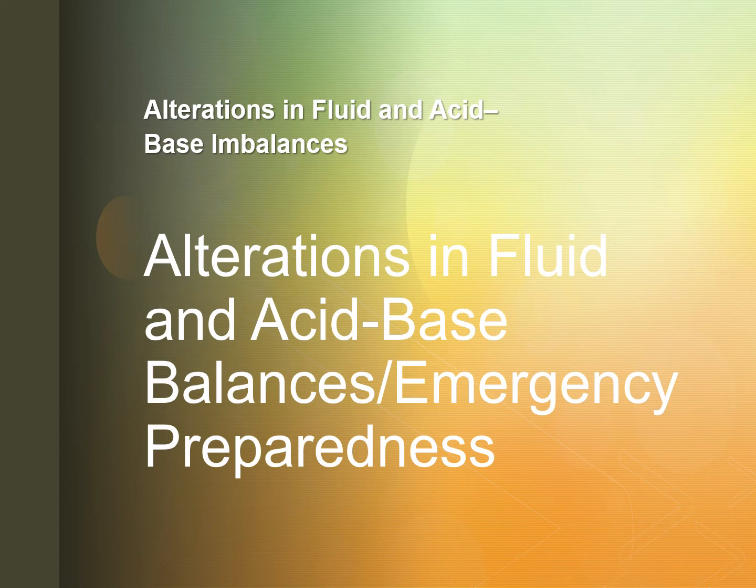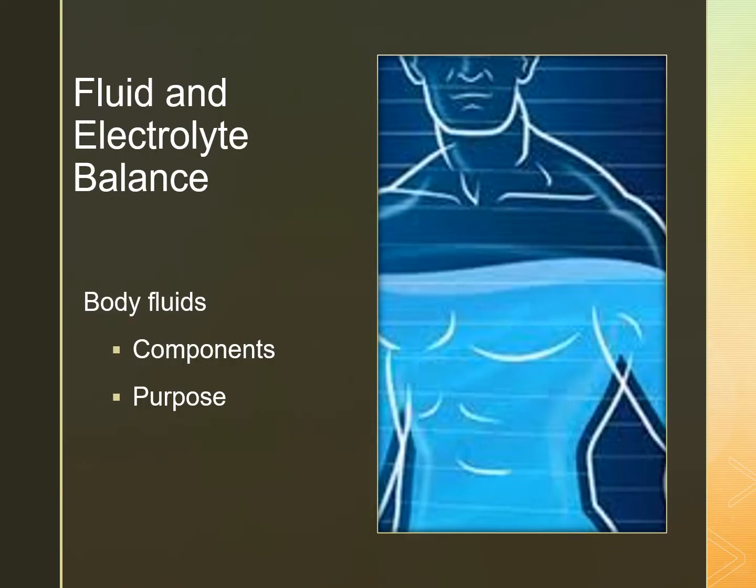Alterations in fluid and acid-base imbalance. Our body fluids are composed of several different things. First of all is water and chemicals. Electrolytes, which are substances that carry electrical charges when they're dissolved in fluids. Acids, that release hydrogen into the fluid. And bases, which are substances that bind with hydrogen.